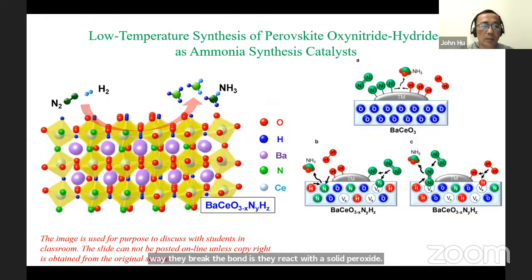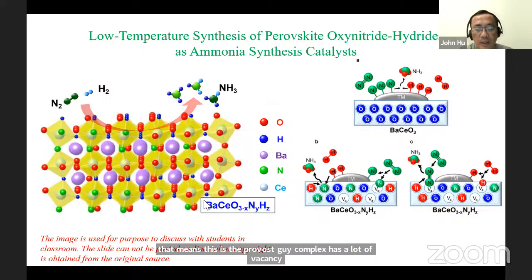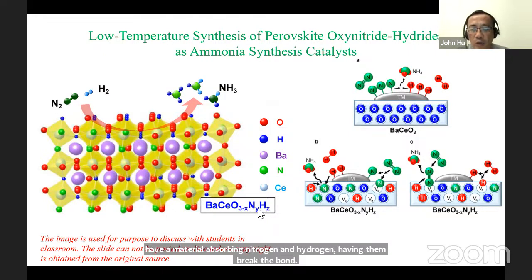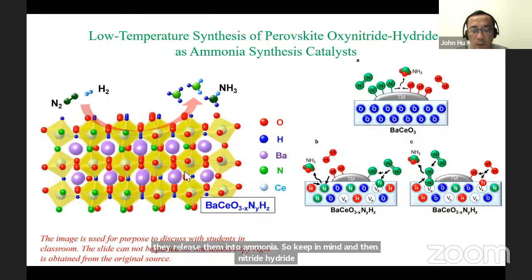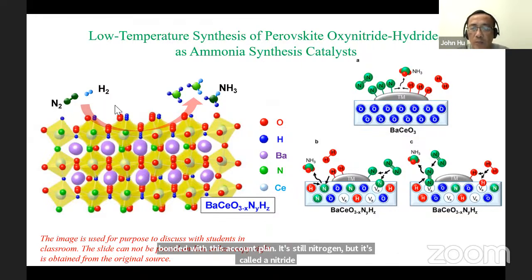So let me repeat. This Provost's guide complex has a lot of vacancy. Those vacancy allow nitrogen to come in, become nitride, and allow hydrogen to come in, become hydride. Now, once you become nitride hydride, then the reaction takes place. So this is more like a shuttling effect. Shuttling effect means they have a material absorbing nitrogen and hydrogen, having them break the bond, then they release them into ammonia. So keep in mind, the nitride and hydride in this material is not ammonia. It's bonded with this complex. It's still nitrogen, but it's called a nitride. It's hydrogen hydride, but it's not H2N2 anymore because the bond already broke.